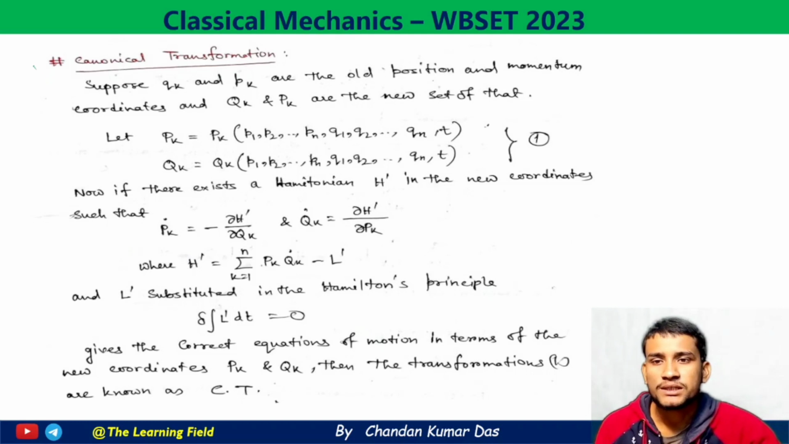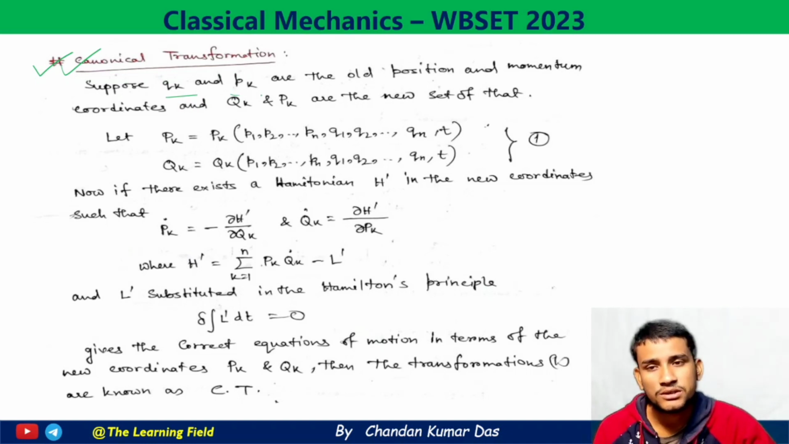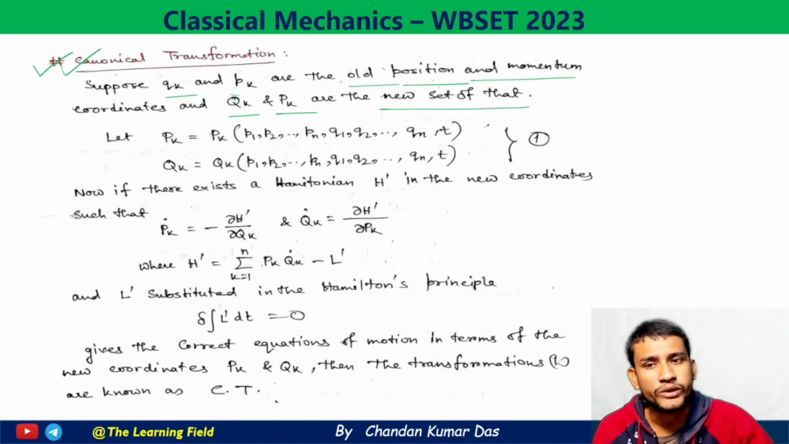Now we discuss the canonical transformation. What is the canonical transformation? This is also very important, and questions already come from this topic. Suppose we have qk and pk, and we need to change the system; then we use the canonical transformation. There are various types of canonical transformation. Here qk and pk are the old position and momentum coordinates, and capital Qk and capital Pk are the new set of position and momentum coordinates.